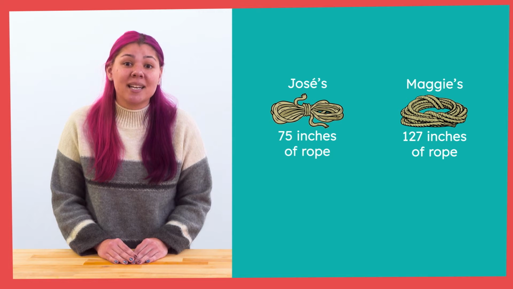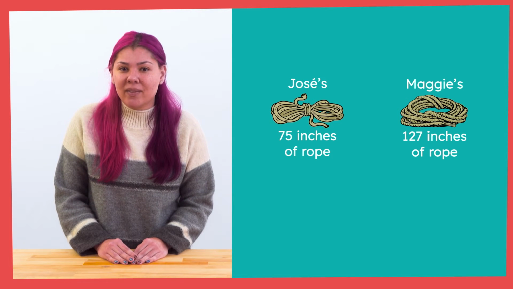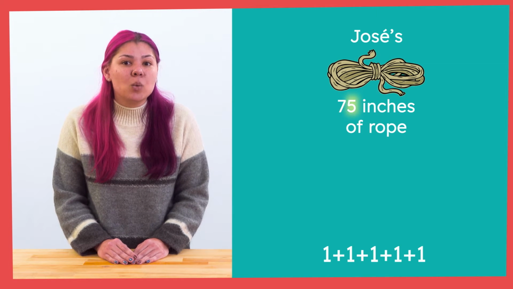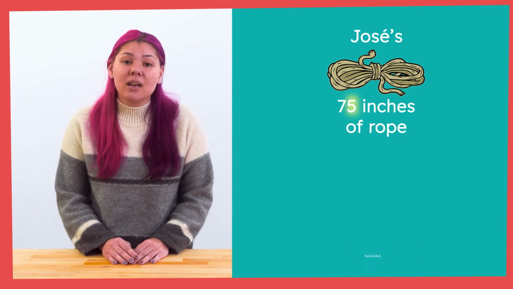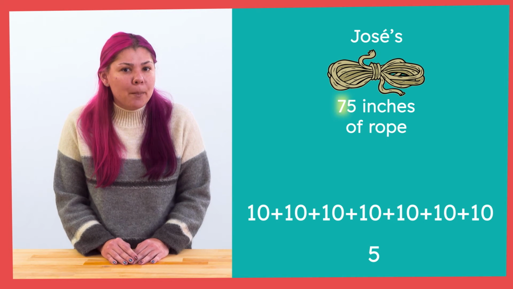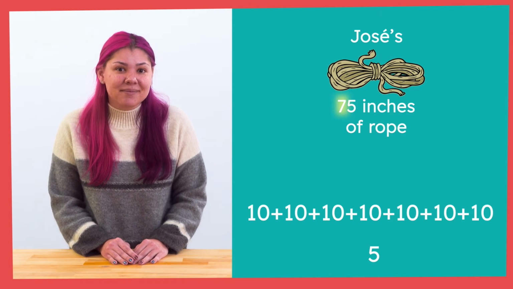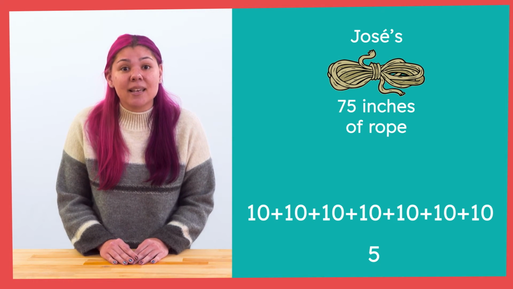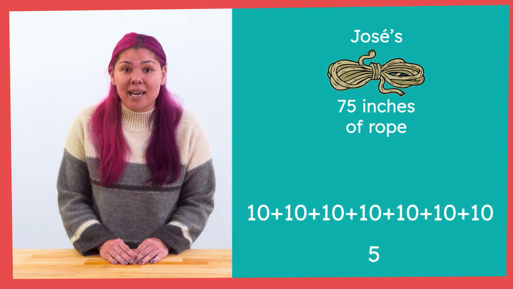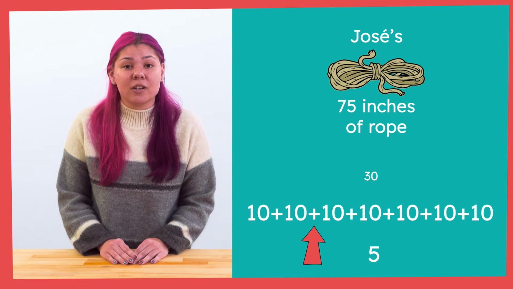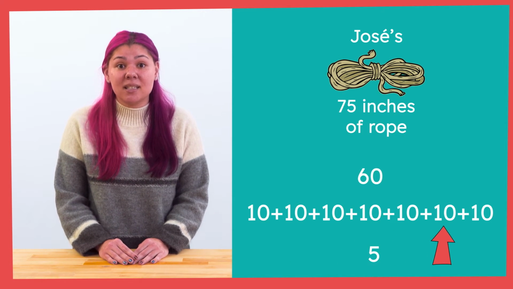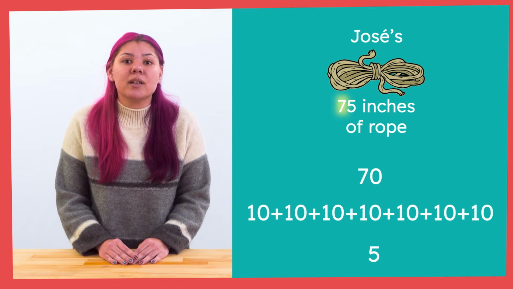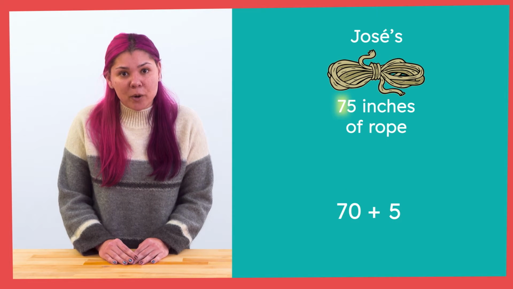Let's think about these numbers in expanded form. How would we write the amount Jose has in expanded form? 5 is in the ones place, so it represents 5 ones. The 7 is in the tens place. What number does the 7 represent? 7 in this number represents 7 tens. If we count by tens, what number will we say? 10, 20, 30, 40, 50, 60, 70. So the 7 represents 70. So 75 can be written as 70 plus 5 in expanded form.